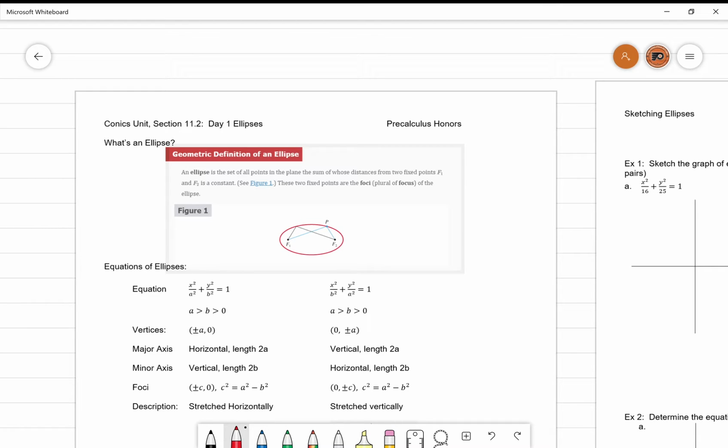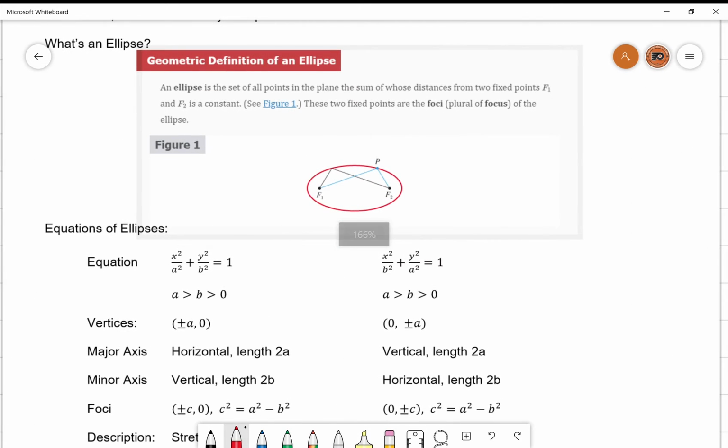Good morning. Today we're going to focus on 11.2 day 1, ellipses. You can see our geometric definition of an ellipse there. Where I'm going to focus first are the two equations, and you'll notice on our note guide the equations are almost identical except the position of a squared and b squared.